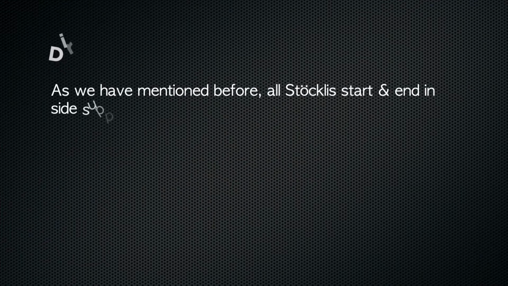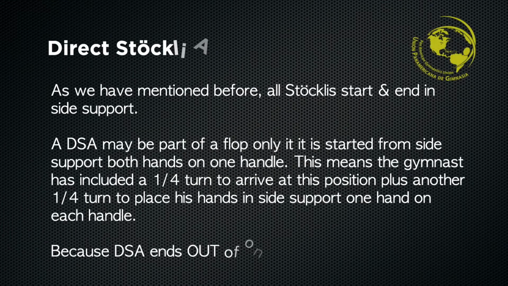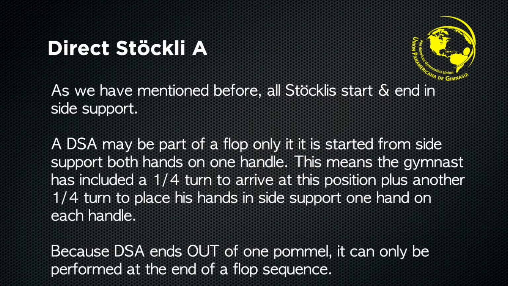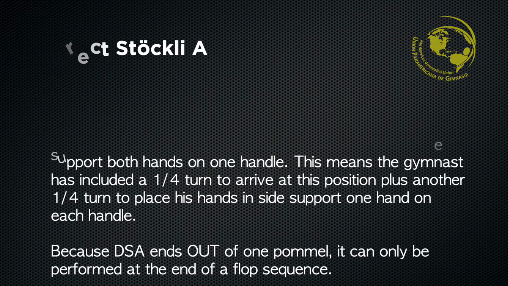The last element that can be performed in flop sequences is the direct stock-lie. As we have said before, all stock-lies start and end in side support. A stock-lie may only be part of a flop if it started from side support, both hands on one handle. This means that the gymnast has already included a quarter turn to arrive to this position, plus another quarter turn which will be performed in order to place his hands in side support, one hand on each of the pommels. Because the direct stock-lie ends out of the one pommel, it can only be performed at the end of a flop sequence. We're going to see several examples of this.